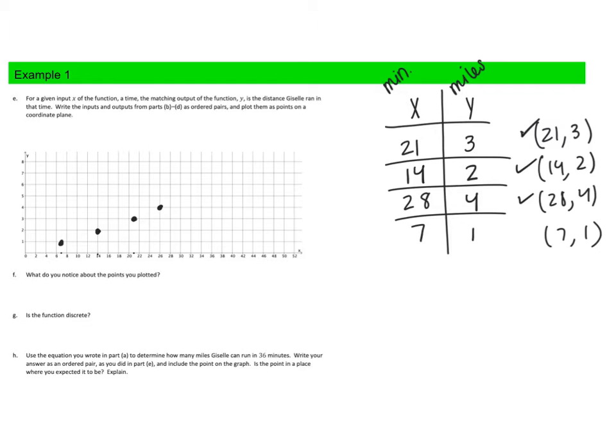What do you notice about the points that we have plotted? Well, I noticed they form a straight line. Does everyone see how they form a straight line if I were to draw a line here? Let's see if I could do it with my highlighter instead. So this is linear, okay?